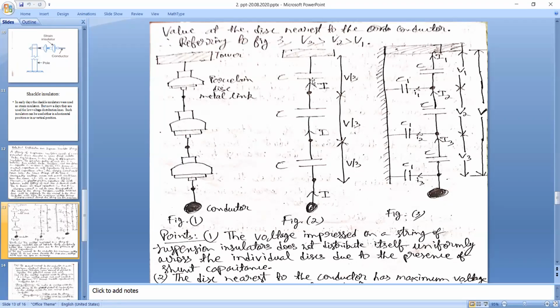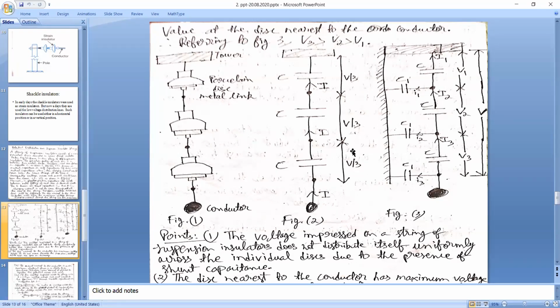This means the voltage across this capacitance should be V/3. The voltage across this capacitance should be V/3. The voltage across this capacitance should also be V/3. So these 3 capacitances are connected in series. This means the voltages of these three will add up. The voltage of this capacitance, V/3, will be added with this capacitance voltage, that is V/3. Then that will be added to the voltage across this capacitance, that is V/3. As the capacitances are in series, their voltages add up.